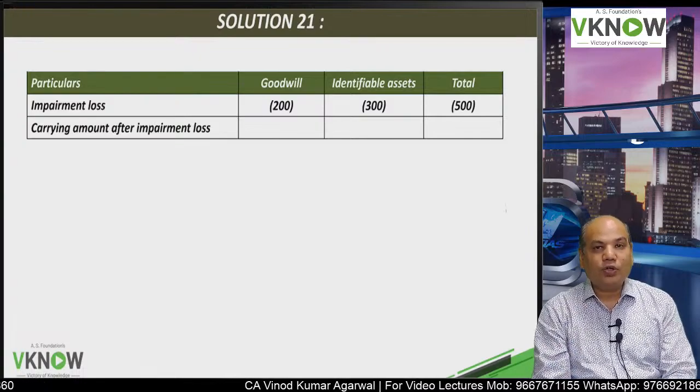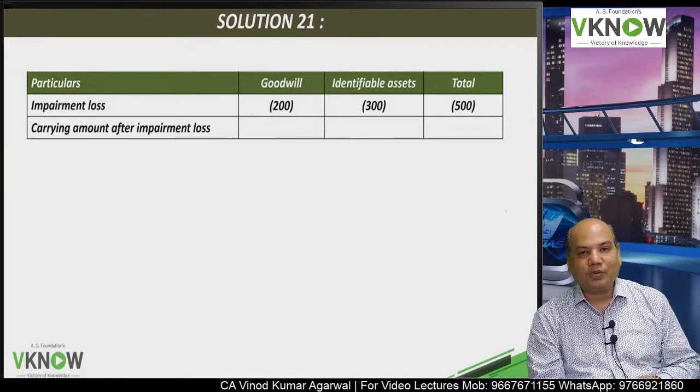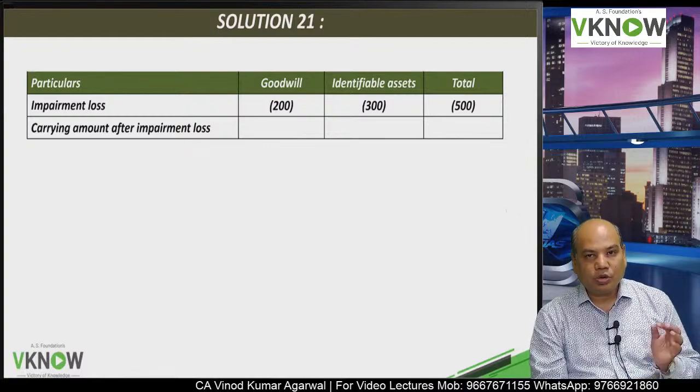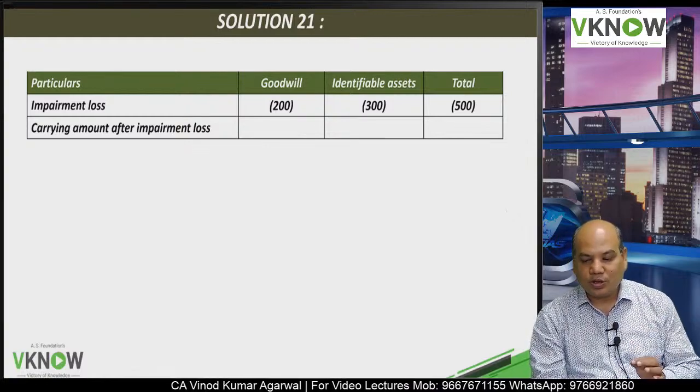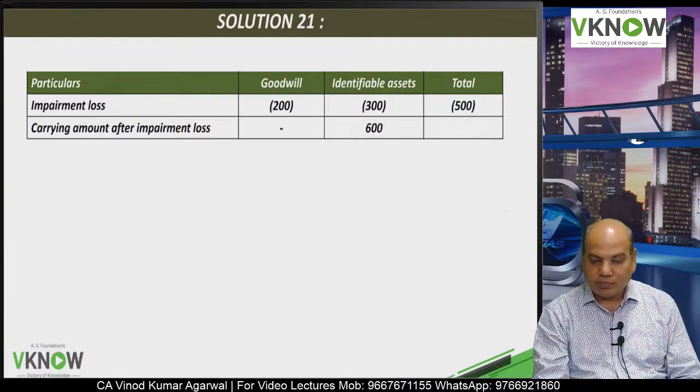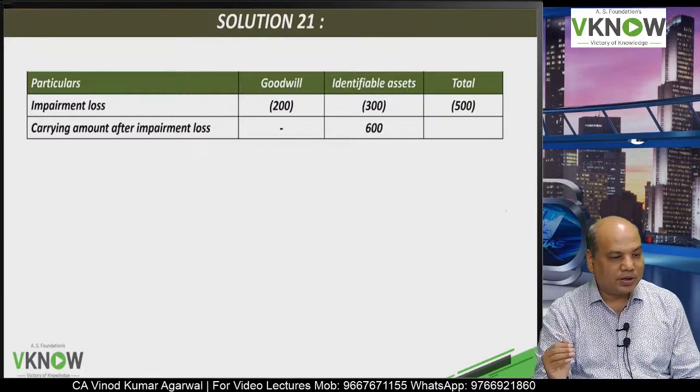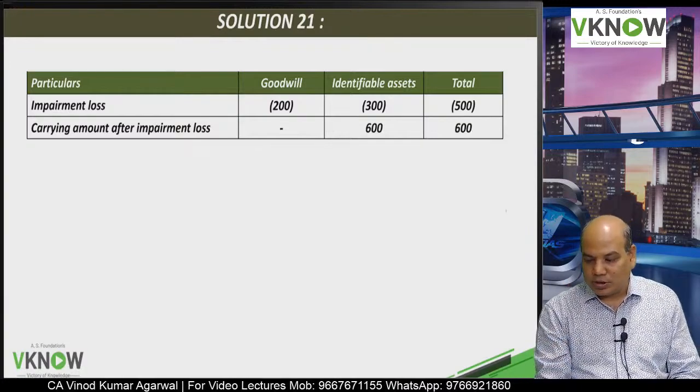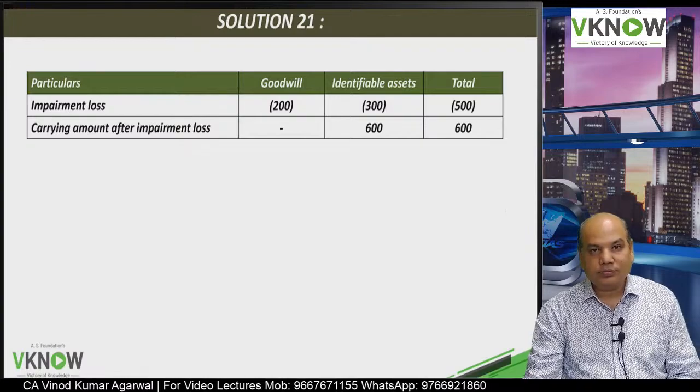Last point, what will be the carrying amount after providing impairment loss? Goodwill is 200 minus 200, 0. Plant will be 900 minus 300, so plant 600, total 600. Is it right?